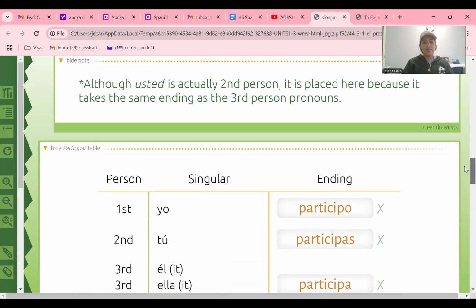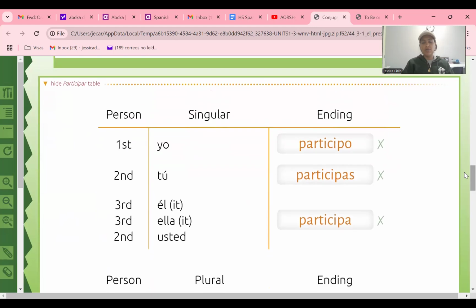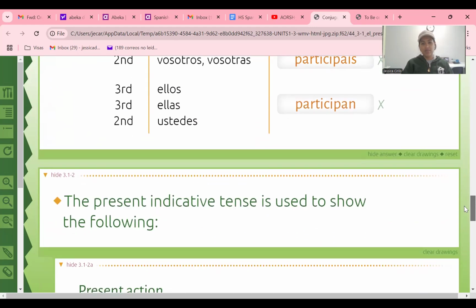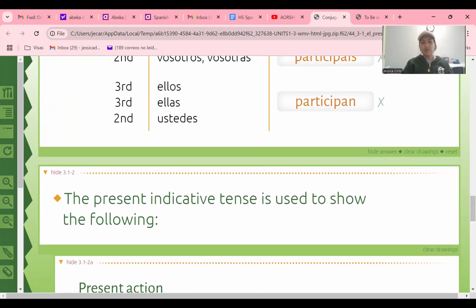Okay? So this is the example we learned in the last video with participar. So it will be yo participo, tú participas, notice the ending, O, A-S. Él, ella y usted participa, ends in A. Nosotros, nosotras participamos, ends in A-M-O-S. Vosotras, vosotros participáis. Ellos, ellas y ustedes participan, okay? So that's what we learned in the last video.